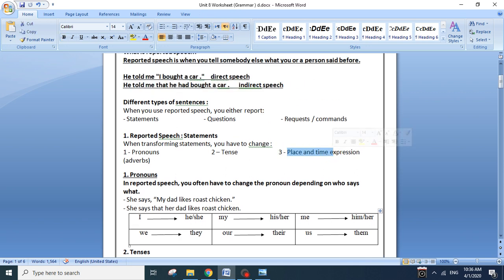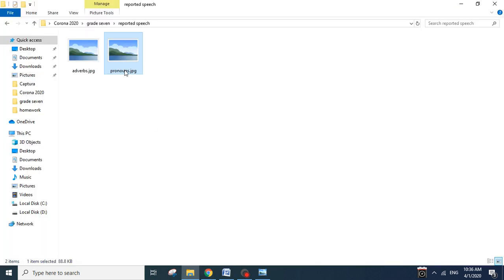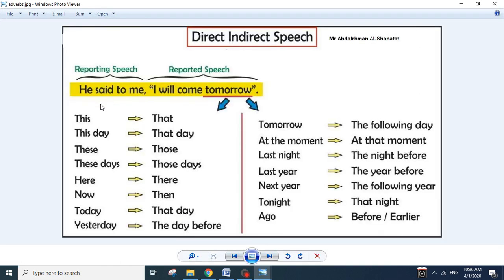Next one, which is place and time expressions, which is adverbs. Now, in adverbs, you have to change them. If you see this, change it to that; this day, that day; these, those; these days into those days; here, there; now, then; today, that day; yesterday, the day before; tomorrow, the following day; at the moment, at that moment; last night, the night before; last year, the year before; next year, the following year; next week, the following week; tonight, that night; ago, before, or earlier.